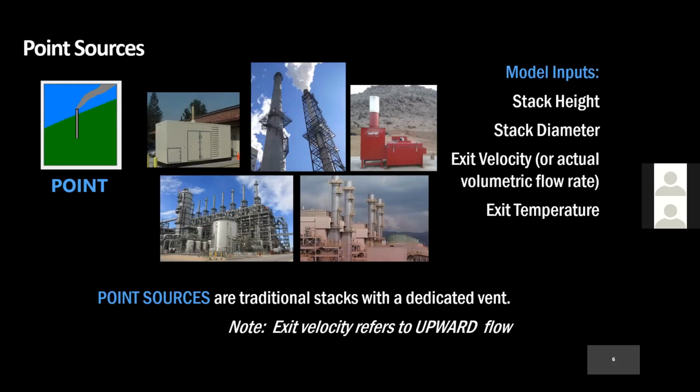So if you're going to model a point source, you'll need the stack height, you'll need the stack diameter, you will need the exit velocity. And when I say exit velocity for the exhaust, I mean exit velocity in an upward direction. If your stack is actually knocked over, so it's venting horizontally or at an angle, we're going to have to adjust that velocity. So we're only looking at the amount of the velocity that actually goes upward. You also have the option of using the volumetric flow rate if you don't have the velocity handy. And then you also need the temperature of the exhaust.